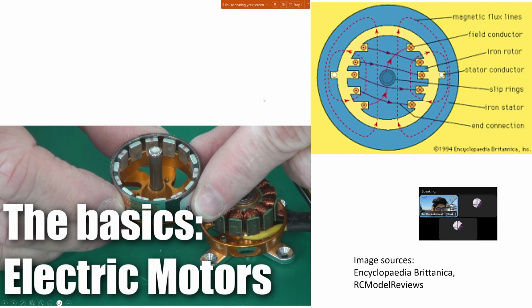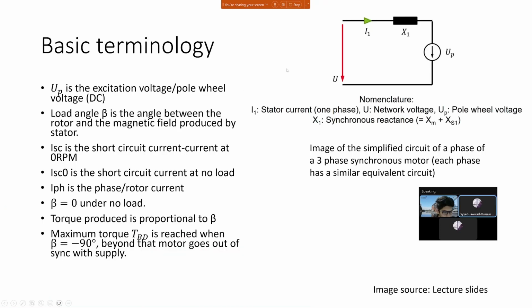Okay. So now let us look at the basic circuit, how we represent synchronous motors. This is the representation of one phase of the synchronous motor. There are three phases and each of these phases are going to look very similar, so we just look at one phase at a time. This UP, what we see here, is called pole wheel voltage or excitation voltage. It's a DC, doesn't change. It is somewhat similar to the induced voltage we saw in DC motors, if you remember. It's similar in that the faster it's spinning, the more back EMF is induced. Similar story here.